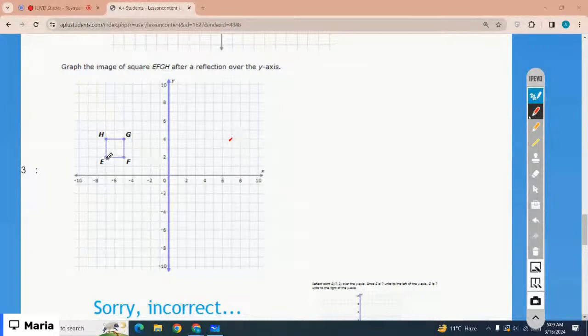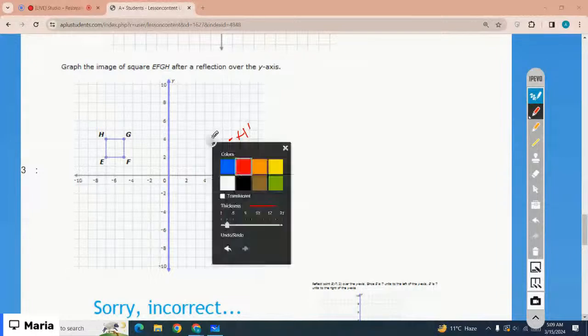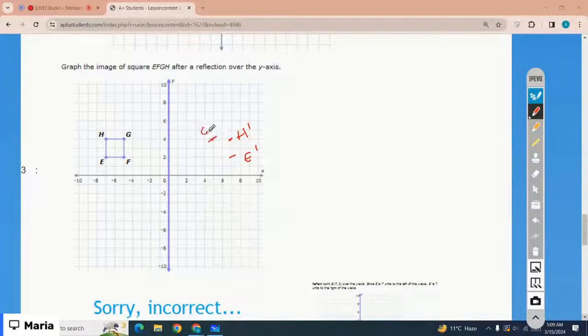Okay, E is again 7. So here is E. This is H dash, E dash. G is 5 points. This is G dash. And this is F dash. Now just connect them and make a square.